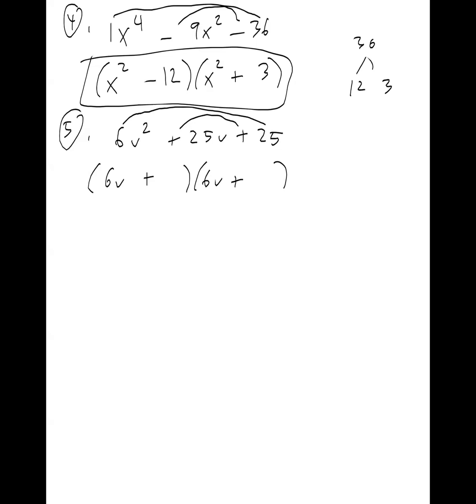6 times 25 is kind of big. That's going to be 150. Now I have to break that apart into two numbers that add up to 25. So what about, let's just say, 2 times 75? That's too small. How about 3 times 50? That's still not going to work.